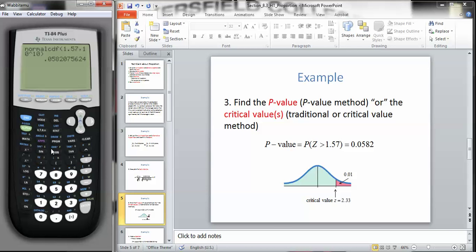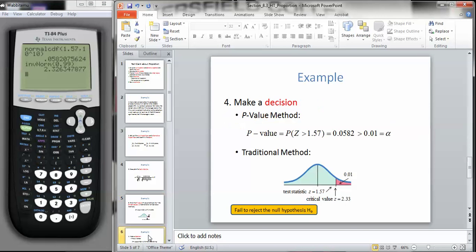And for the critical value, we go to second, vars, and select the third option, inverse norm. Be careful, this function takes the cumulative probability from the left up to the critical value that we're looking for. Here we know the right tail is 0.01, so the area on the opposite side will be the complement of that, which is 1 minus 0.01, so that's 0.99. That's how I get the critical value 2.33.